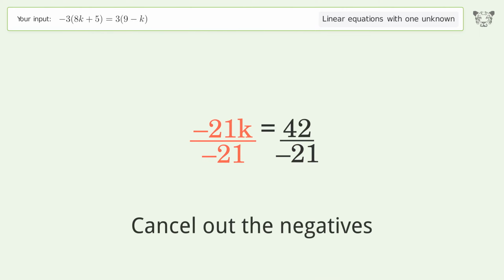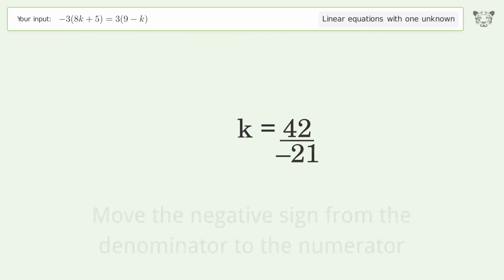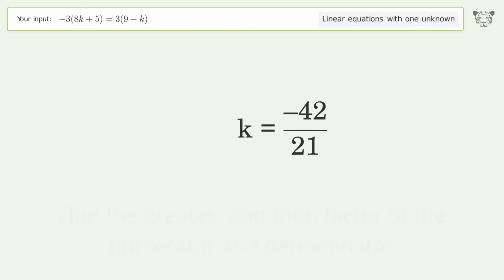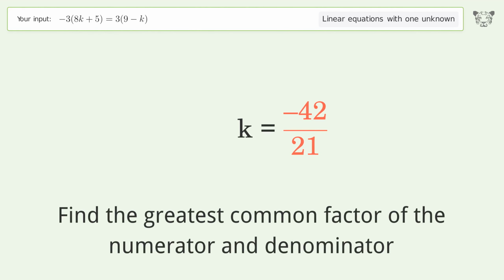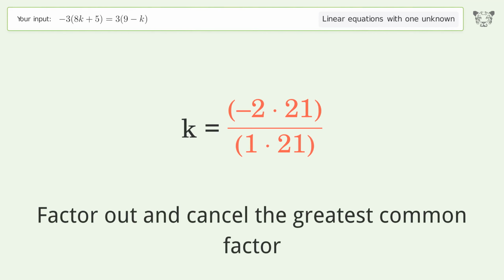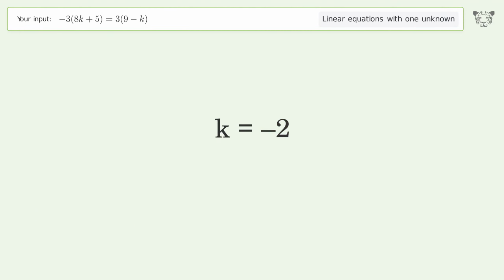Cancel out the negatives. Simplify the fraction. Move the negative sign from the denominator to the numerator. Find the greatest common factor of the numerator and denominator. Factor out and cancel the greatest common factor. And so the final result is k equals -2.